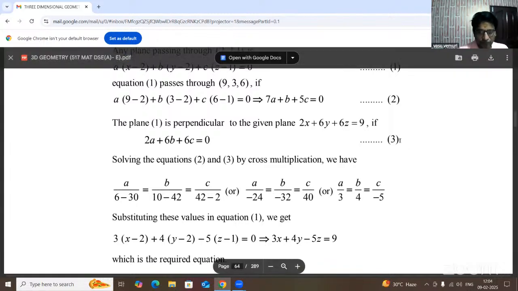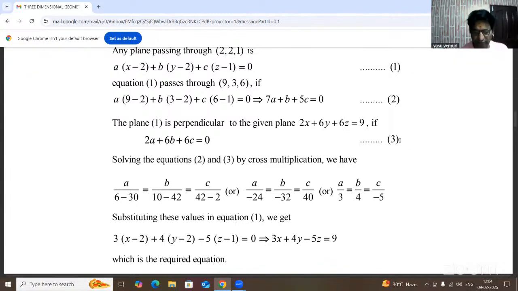Okay. Students, listen to this one. How to write the simplification. Okay, please see here. CMR, okay, cross multiplication rule. See this one.